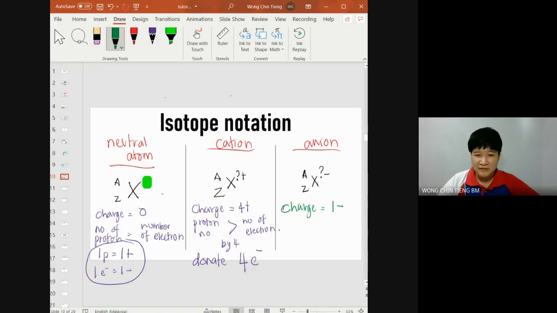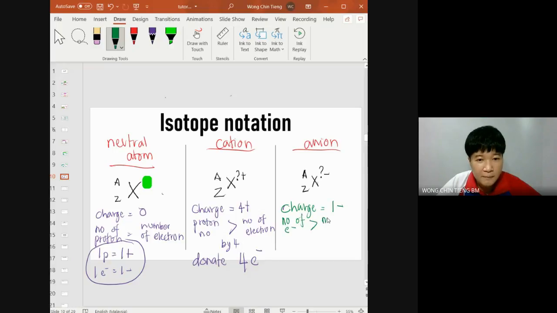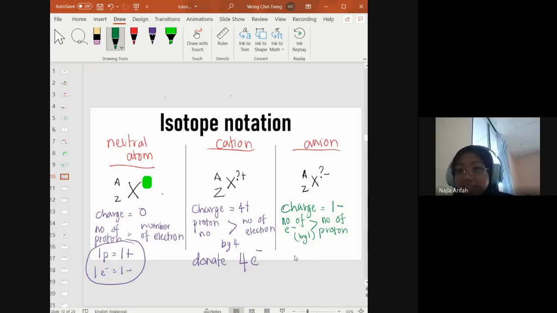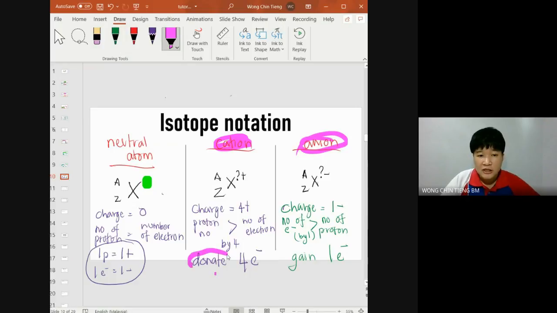Charge equals to 1 negative happens because number of electron is more than number of proton by 1. Okay, kena lebih by 1. I agree. And it happens because it gains 1 electron. So like we agree just now, when we are talking about cation and anion, whenever we are talking about the formation of charge, it is always about electron.